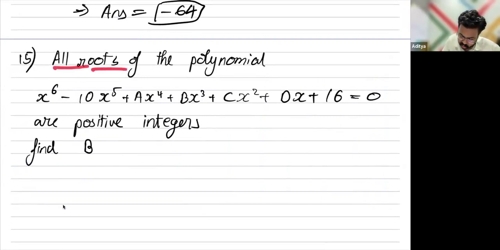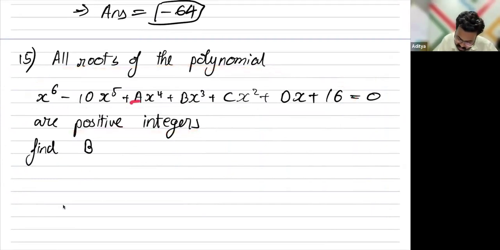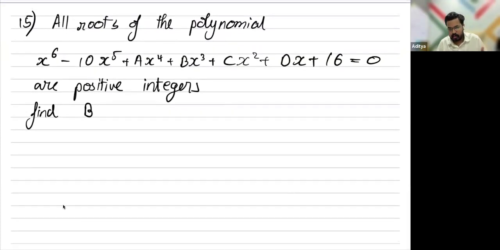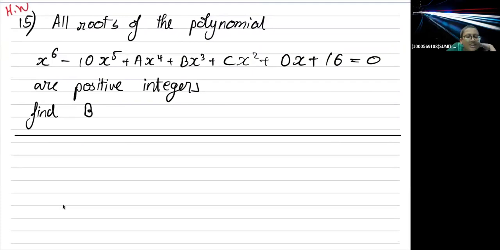So all roots of this polynomial are positive integers. A, B, C, and D are not given. You just need to find B. Do whatever method you like. Either just find all the roots and painstakingly multiply it, or use binomial theorem if you have heard of it, because knowing binomial theorem will be helpful when it comes to AMC. I'll not say anything beyond this. You just need to do some casework, some guesswork also, and get to the answer. This is homework.